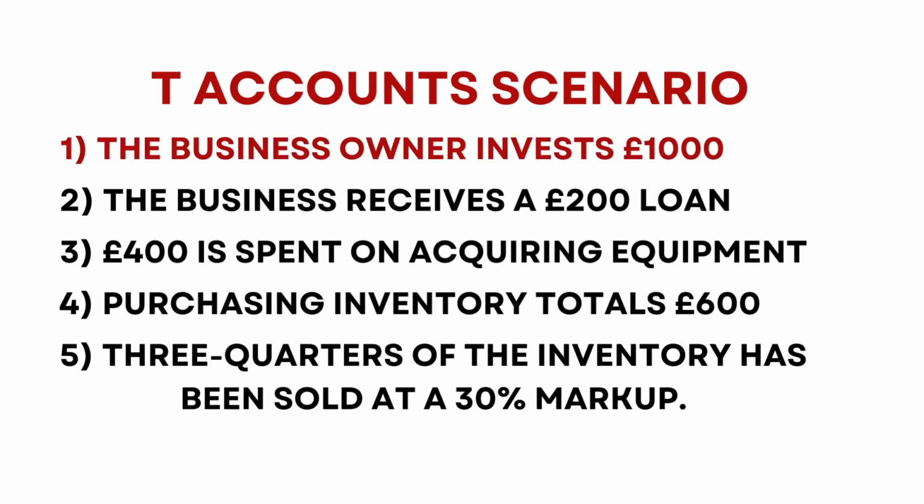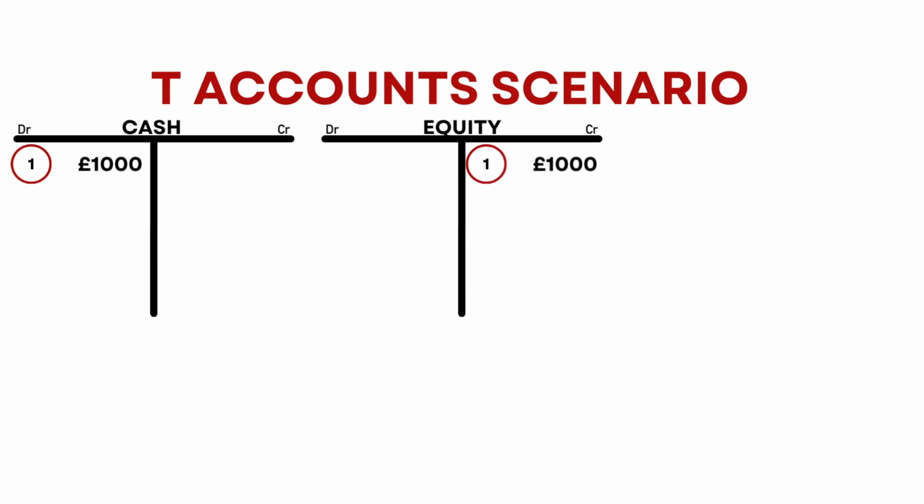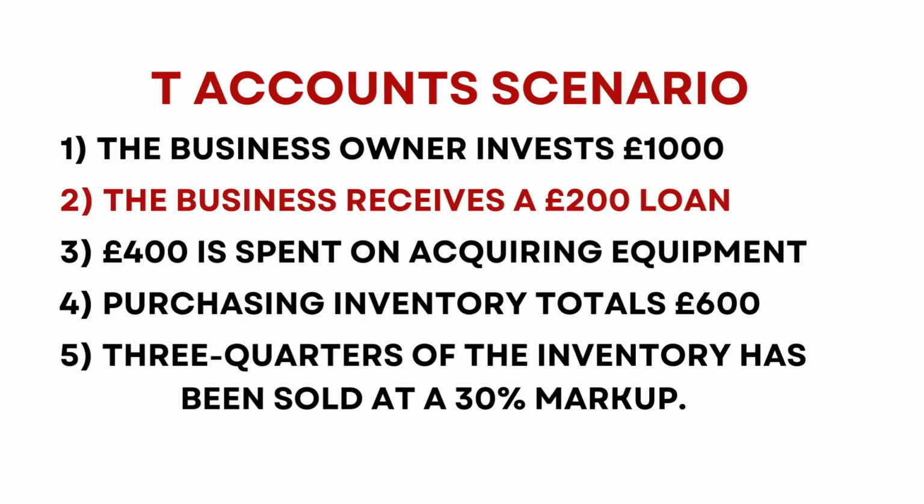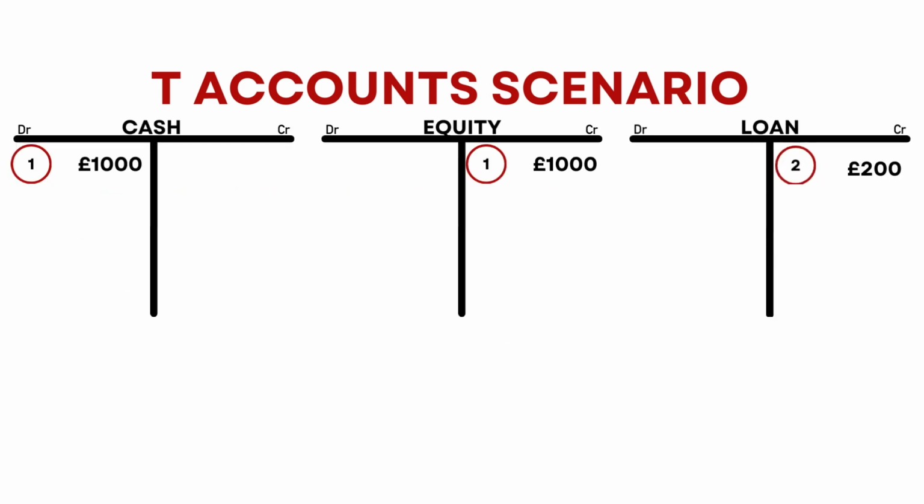Let's start with number 1. An investment of £1,000 from the owner would impact the business's cash and equities account. Cash is a debit account, so we debit the cash for £1,000. Equity is a credit account and is what the business owes to its owners, so we credit the equity account with £1,000. Number 2, the business receives a £200 loan, which would impact its cash and loan accounts. A loan is a liability, so it is a credit account. Therefore, we must credit that account with £200. In return, the business's cash account will need to be debited by £200 to show the increase in cash.